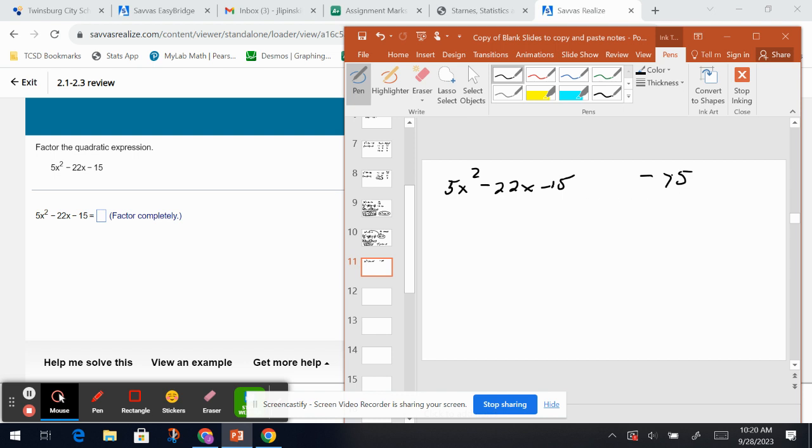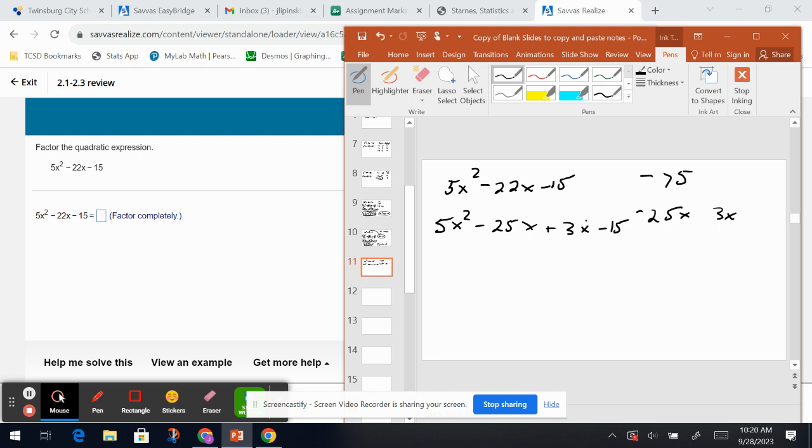And again, I've got to go through this list. If I don't know all the factors of 75, I've got to get out a calculator. But I see this and I'm thinking 25 and 3. So I'm going to put -25, +3. Again, 25 and 3 multiplies to -75. And I just add this x because I'm replacing the middle term. So I've got 5x squared minus 25x plus 3x minus 15.